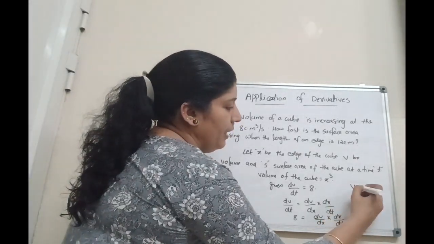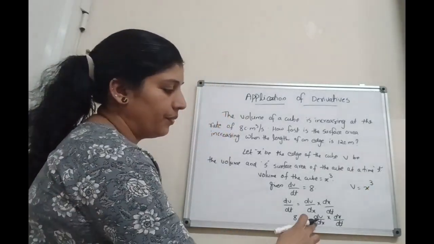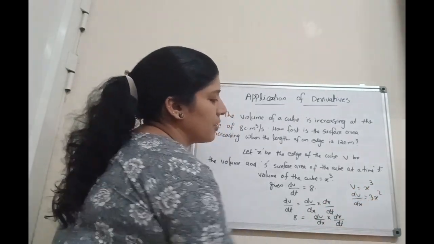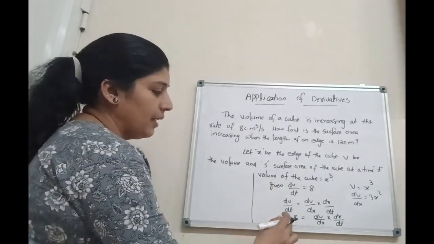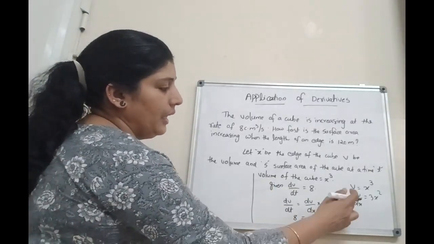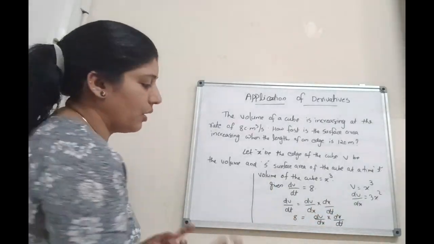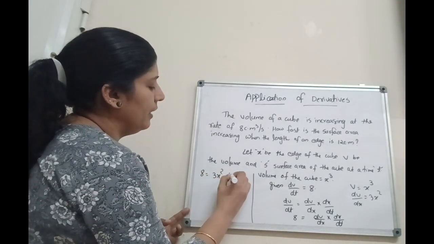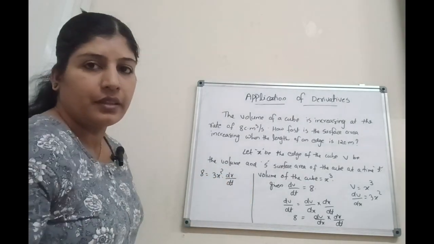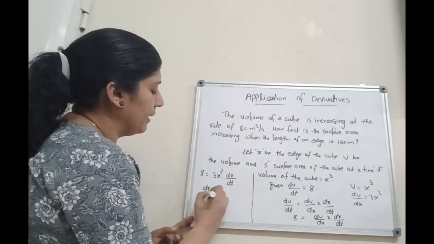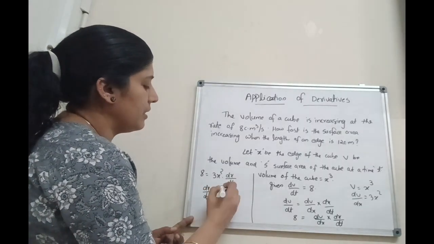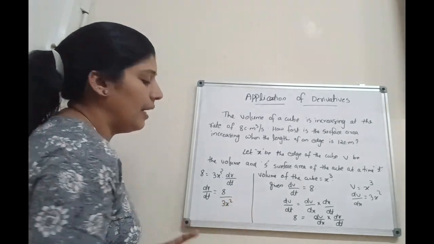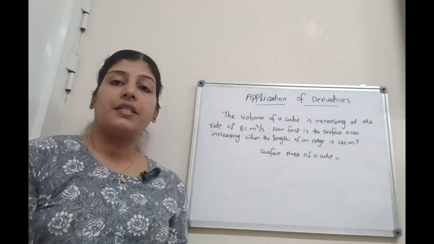Here we know that V equals x cube. Therefore, dV by dx equals what? 3x square. Substituting dV by dx equals 3x square, therefore 8 equals 3x square into dx by dt. Therefore, dx by dt equals what? It is equal to 8 by 3x square.